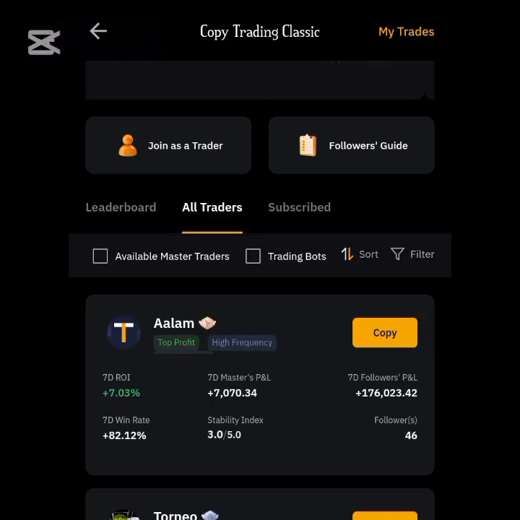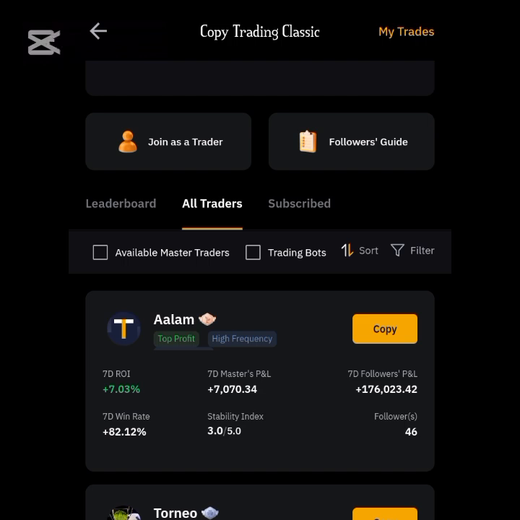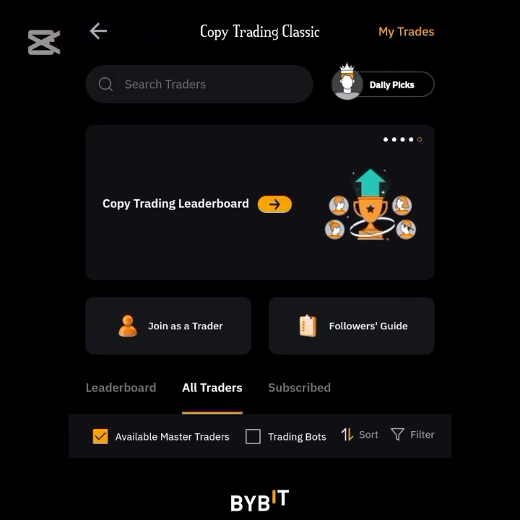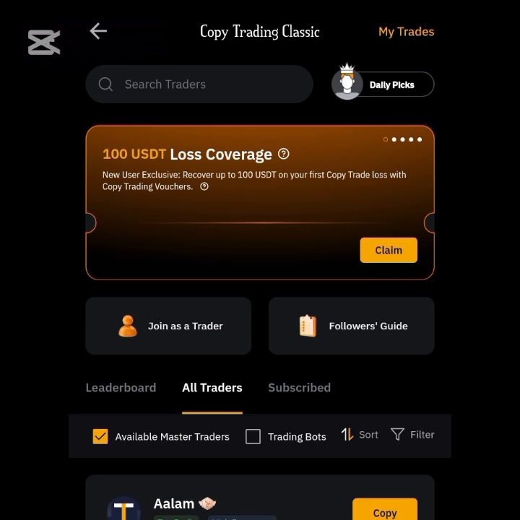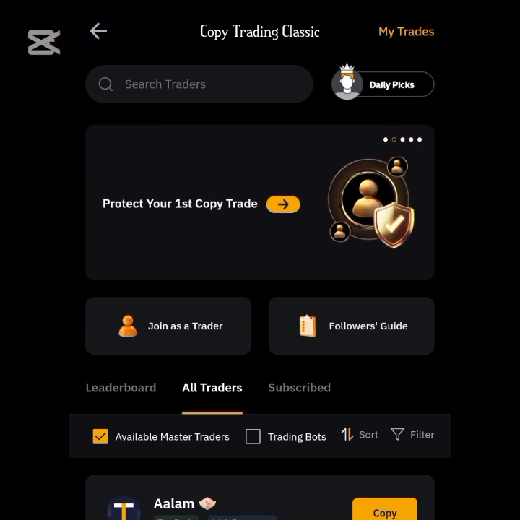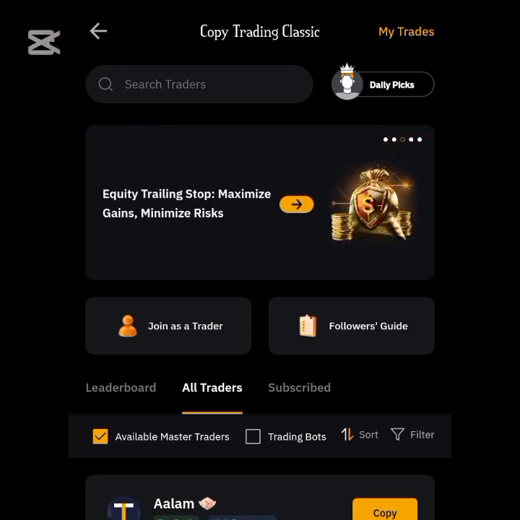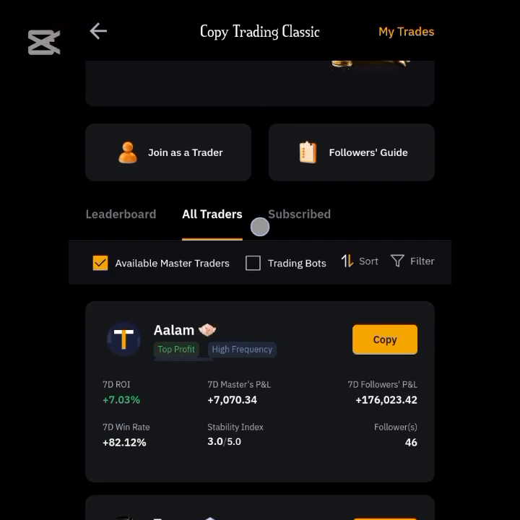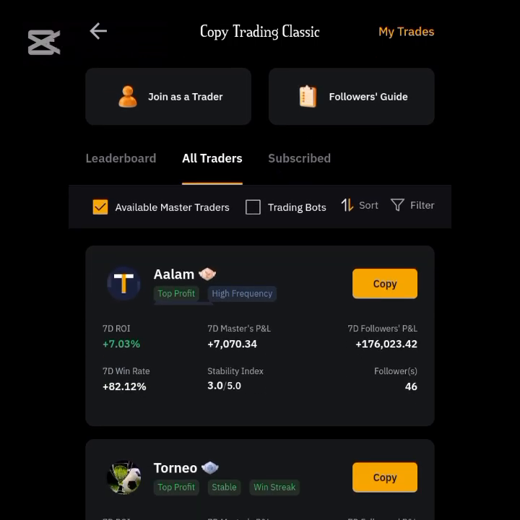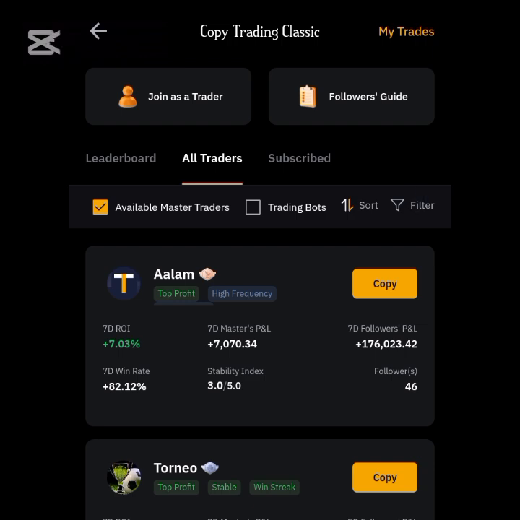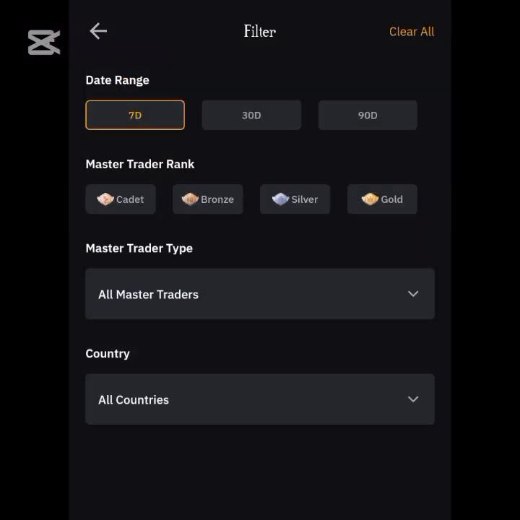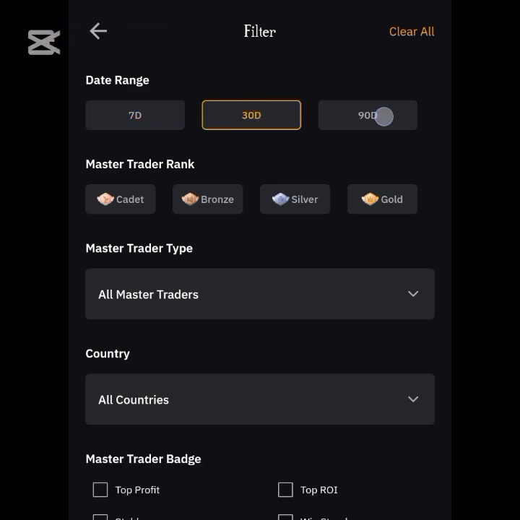Click all traders. Now select available master traders, because remember some of these master traders might be filled up. You understand, they have a limit they can accept to trade with. So first thing is to select available master traders. Then we are looking at going to this area, filter, so we select more options. Now date range, sorry, you have to pick from 7 day, 30 day or 90 day.